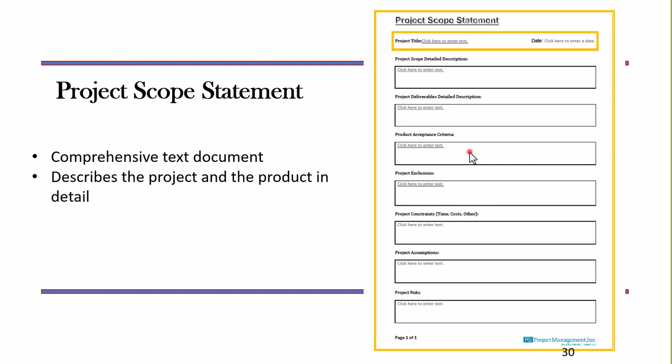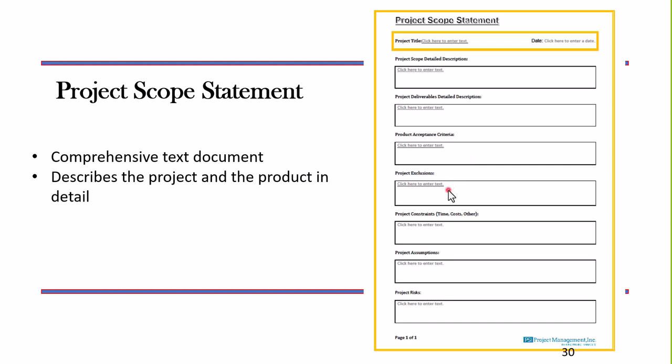High-level acceptance criteria. At the requirements level, I want to know the acceptance criteria for each requirement. What says I have met that requirement? Now I'm working more at the project level, and I'm talking about the scope statement. What says this project scope has been completed? It has been met. What's the acceptance criteria?